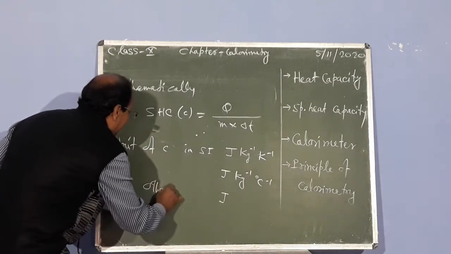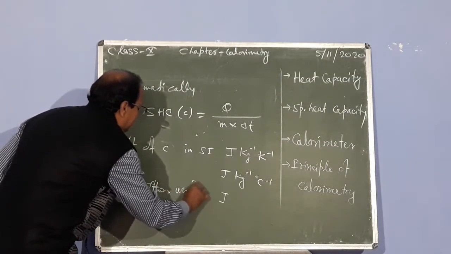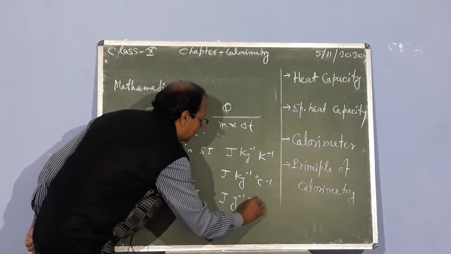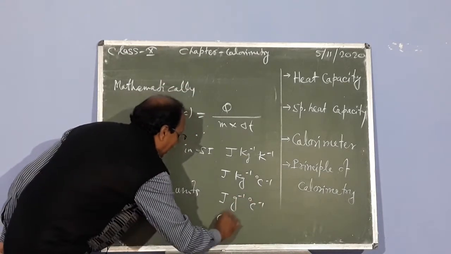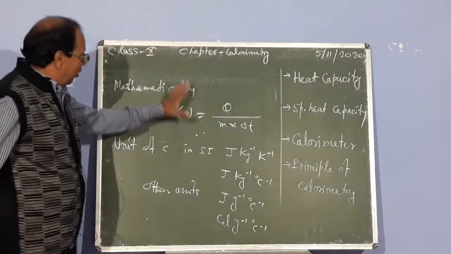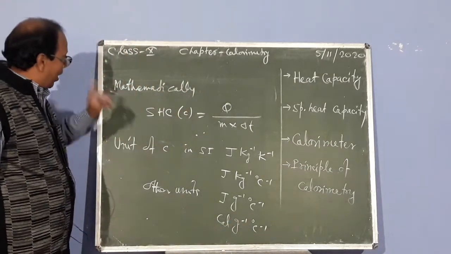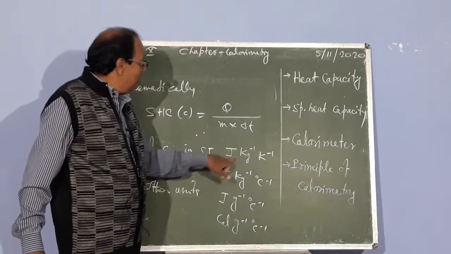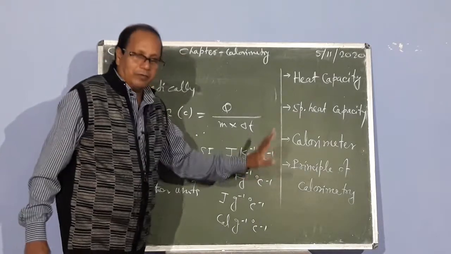Other units are joule gram inverse degree Celsius inverse, and calorie gram inverse degree Celsius inverse. Out of all these, please keep in mind at least one, the unit of specific heat capacity in the SI system: joule kg inverse Kelvin inverse.